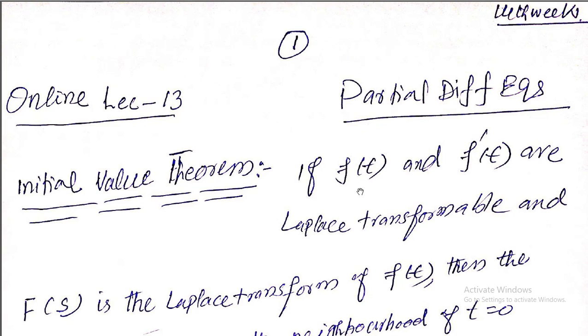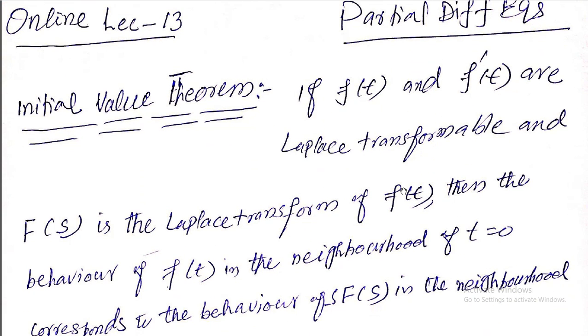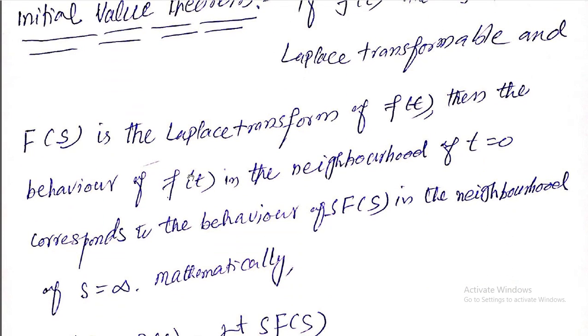If f of t and f dash of t are Laplace transformable, and F of s is the Laplace transform of f of t, then the behavior of f of t in the neighborhood of t equal to 0, meaning the behavior of the function in the t plane at time t equal to 0, corresponds to the behavior of s F of s in the neighborhood of s tends to infinity.